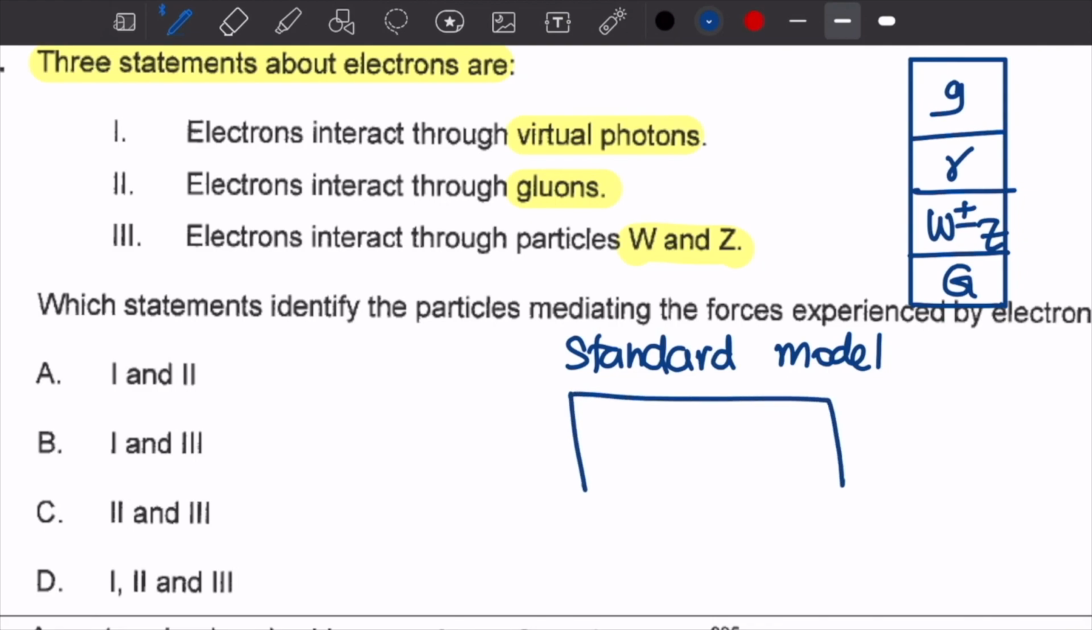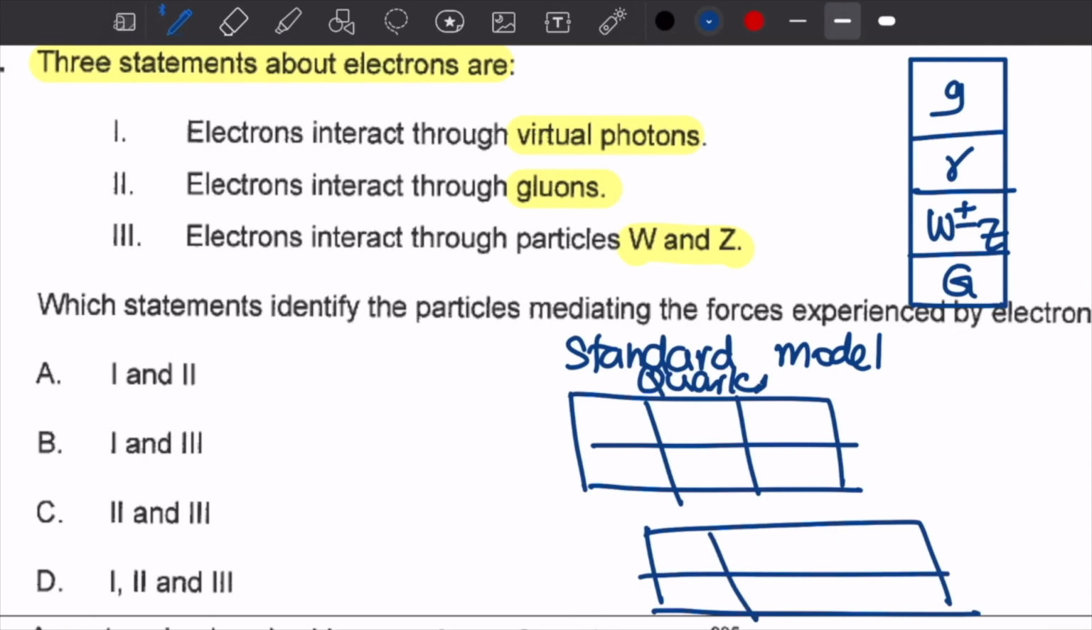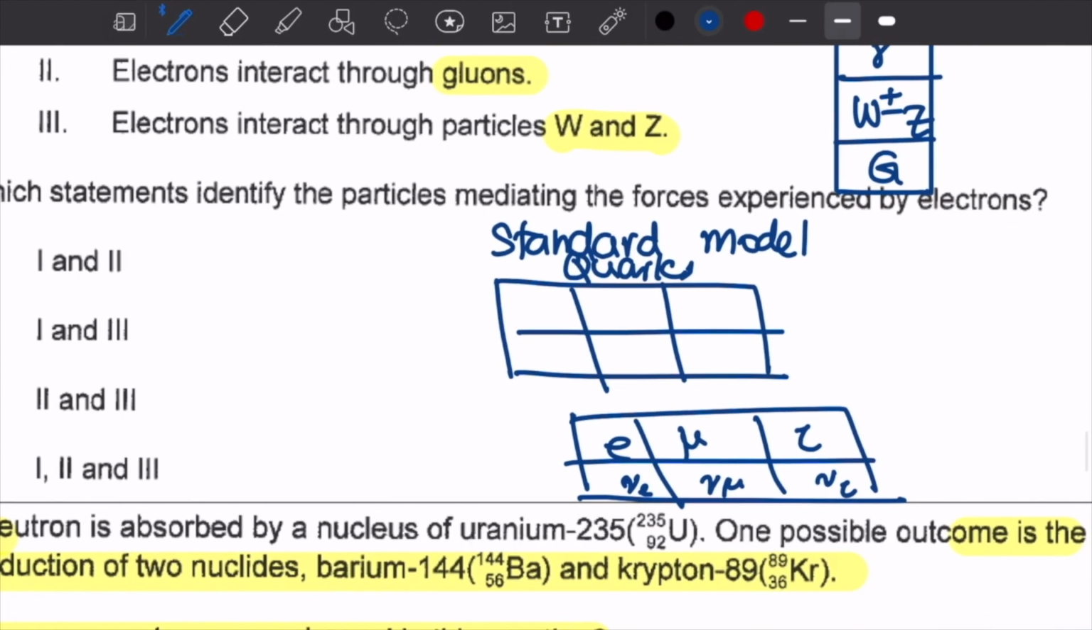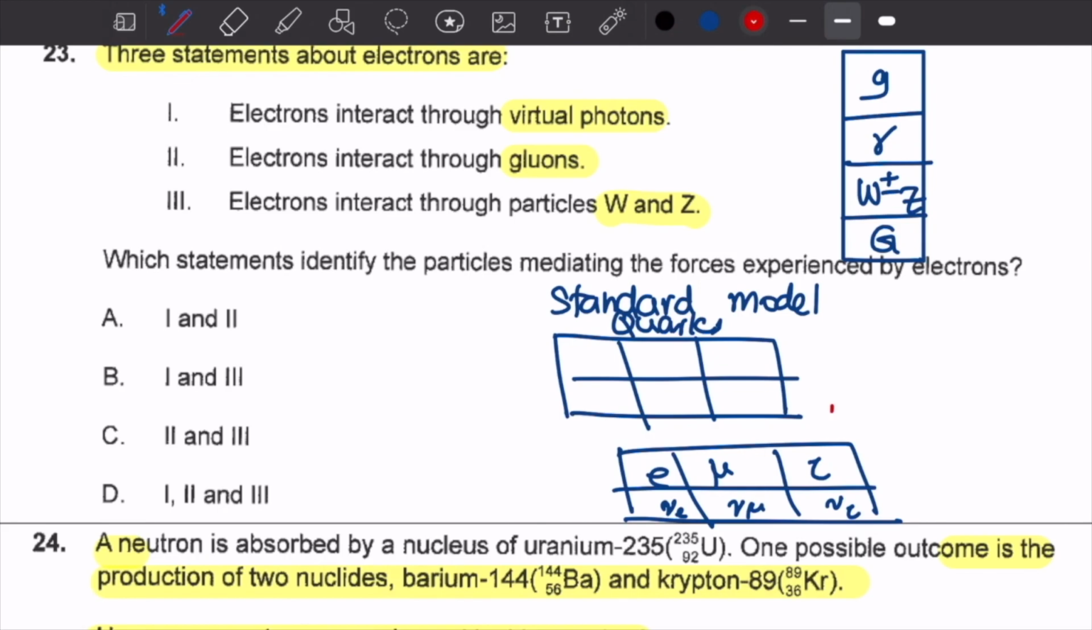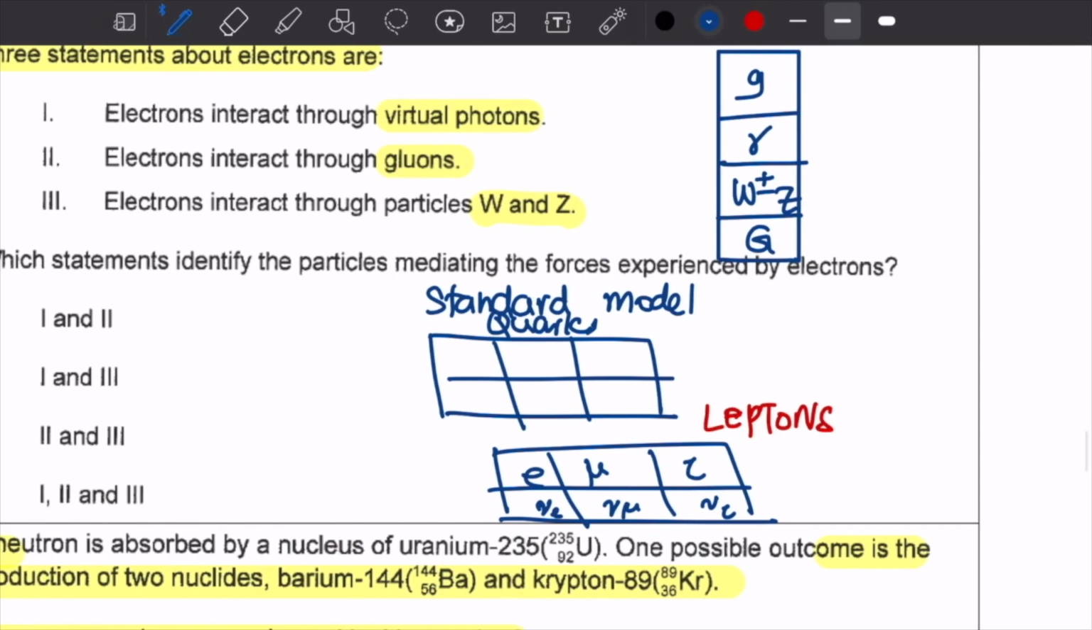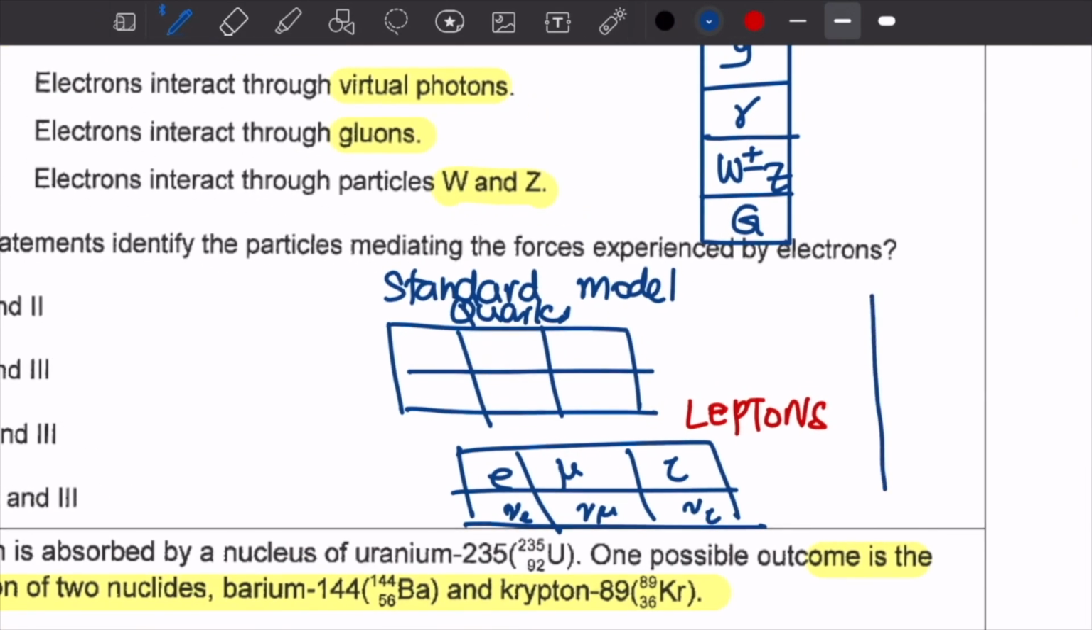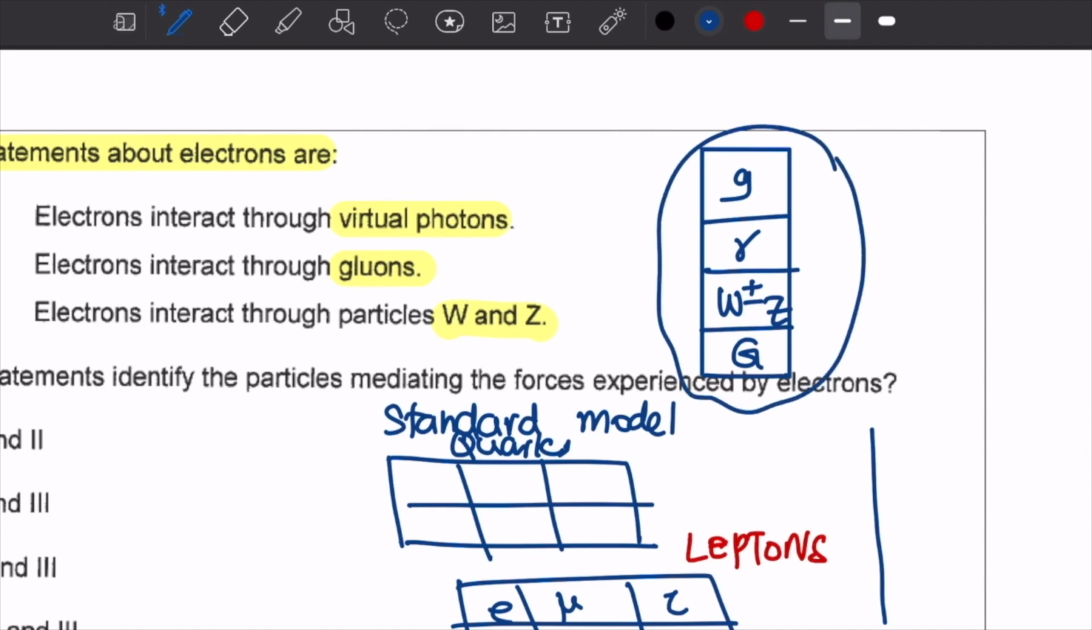We remember there were 6 quarks, right? We don't need much information about them, but we remember quarks. And then we have 6 leptons: electron, muon, tau, and 3 neutrinos: electron neutrino, muon neutrino, tau neutrino. These are called leptons. And then we have four groups of force carriers, or you can call them gauge bosons. These are the ones who create the force.